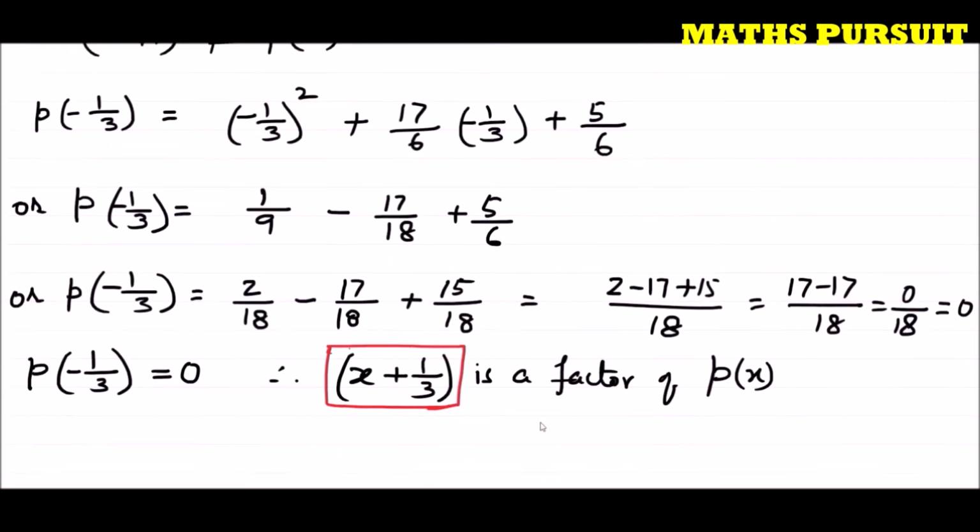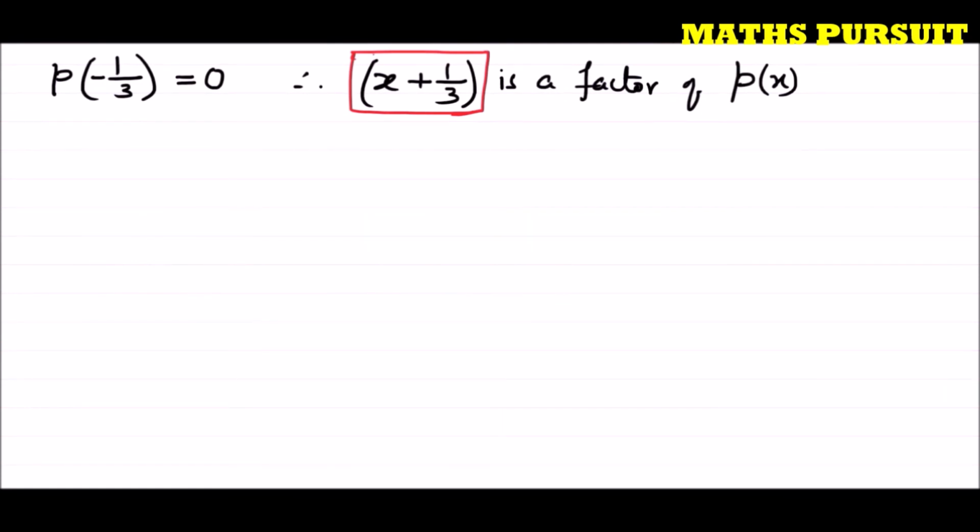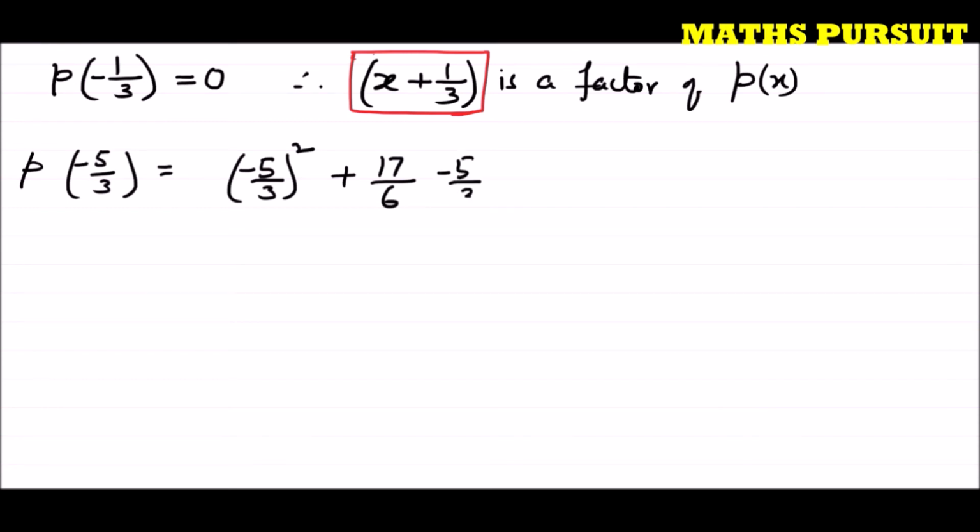Now, after getting x plus 1 by 3 as one factor, let us try to find the other factor. So I will now test when the value of x is minus 5 upon 3. So P(minus 5 upon 3) is equal to minus 5 upon 3 to the power 2, here this is x to the power 2, plus 17 upon 6x, that means 17 upon 6 into minus 5 upon 3, plus 5 upon 6.